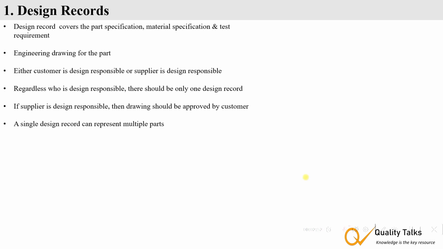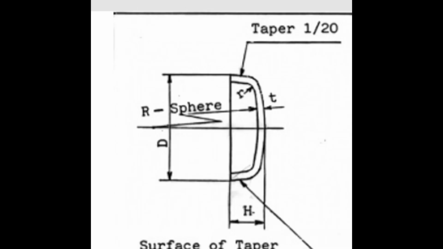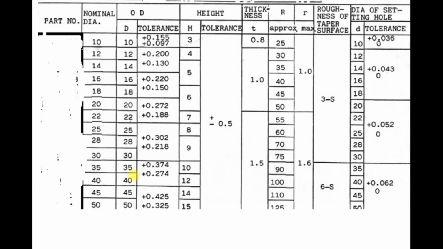A single design record can represent multiple parts. As shown in this drawing, a part is specified by some parameters. Those are denoted as R, T and H. For different part numbers, the values of R, T, H will be different. So in one drawing, many part numbers can be shown in this way.